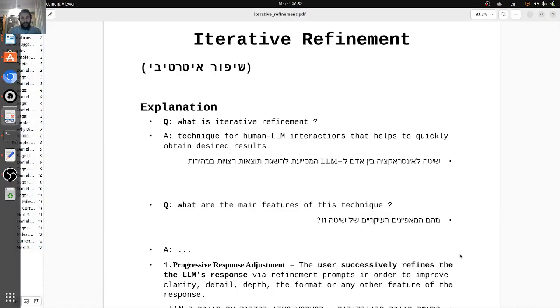One of the tremendous strengths of this technique, which I believe should be mentioned before we take a look at some examples, is that iterative refinement is a universal technique, which means that it can be applied to various types of human LLM interactions, whether the interaction is about learning about some topic or about generating content or about solving a problem.